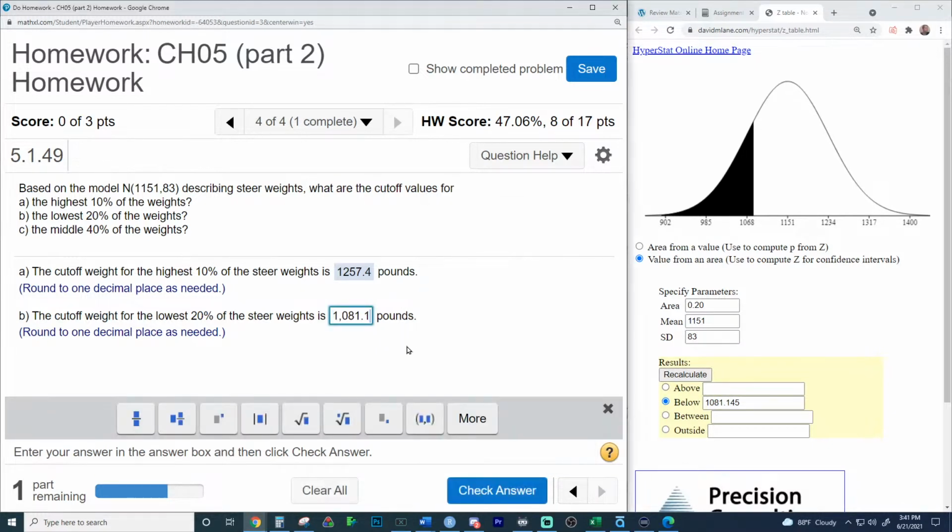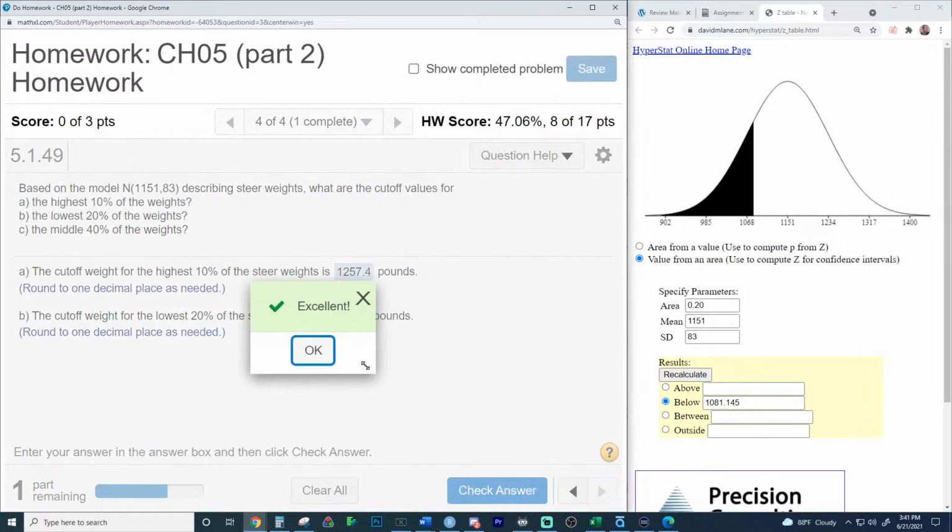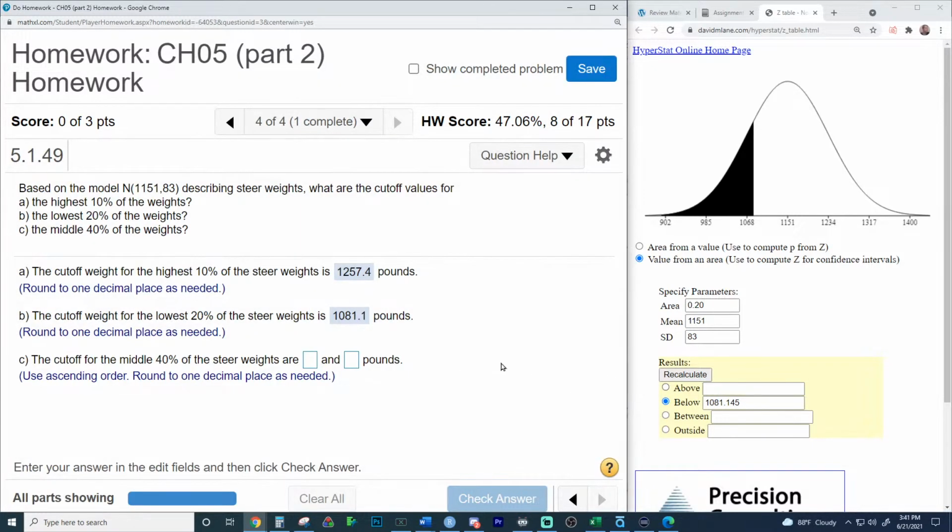Can I copy this? I can? Whoa. It's going to get mad if I put that comma, though. That's cool. Didn't know that. And so that is the answer right there.